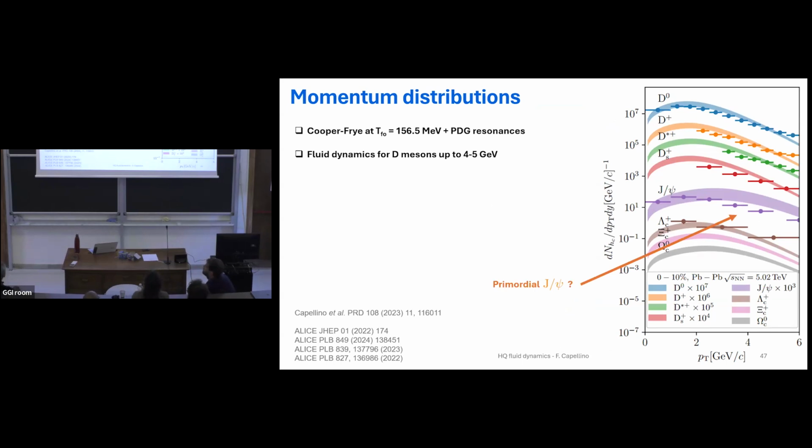The J/psi doesn't work, but at a larger transverse momentum, one explanation can be that there is a fraction of primordial J/psi that basically doesn't dissolve in the medium, so it cannot be described by our thermal fluid dynamic approach, and this could be especially modifying the high transverse momentum region.